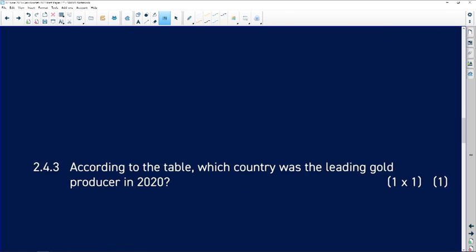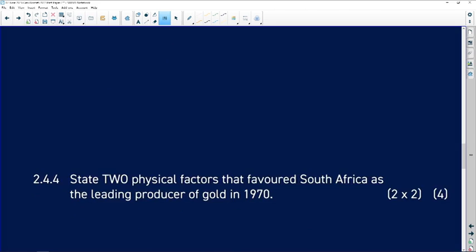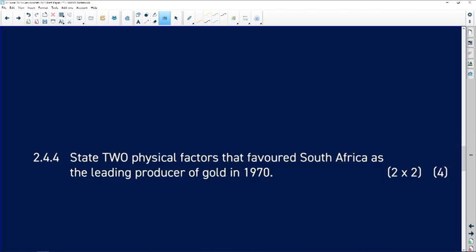2.4.3. According to the table, which country was the leading coal producer in 2020? We looked at that earlier, and it was China, with 330. State two physical factors that favored South Africa as the leading producer of gold in 1970. The reason, physical factors. So we don't need to look at social factors because there's many people around. Physical factors, we need to look at the topography of it.